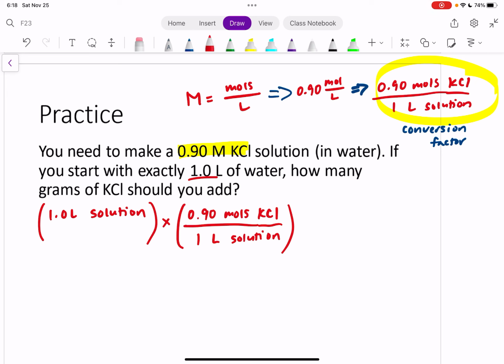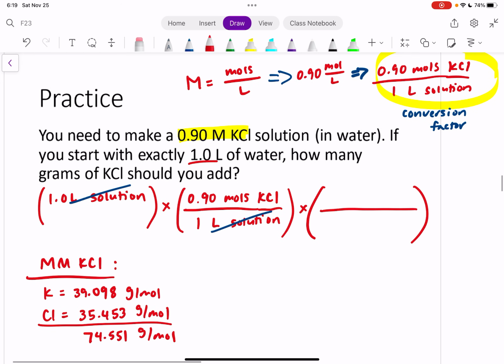All right, now I'm done with liters of solution. Those units cancel out, and I'm left with moles of KCl as my unit. Now, I didn't want moles of KCl, I wanted grams of KCl, but we're definitely closer, right? We were in liters of solution, and now we're in moles of our solute, KCl. How do we get from moles of KCl to grams of KCl? Molar mass of KCl, right? Okay, so side note, molar mass of KCl.